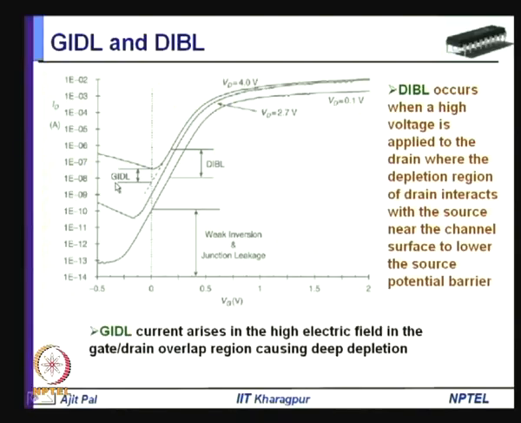Similarly, this is the gate induced drain leakage. For the same drain voltage, you can see there is a reduction in the leakage current for different gate voltage. This will occur as you reduce the supply voltage. Obviously, at high level you will apply a different gate voltage. GIDL current arises in the high electric field in the gate drain overlap region, causing deep depletion. I have already discussed these two effects. So, we find that dynamic VDD scaling can be used to reduce leakage power.